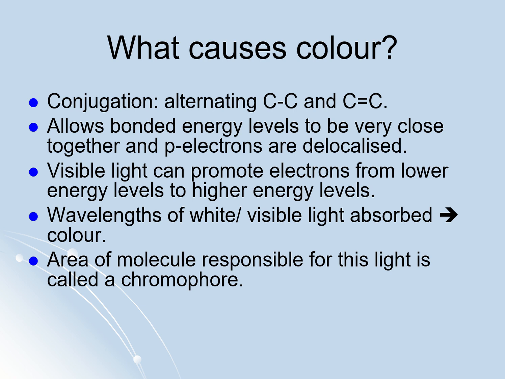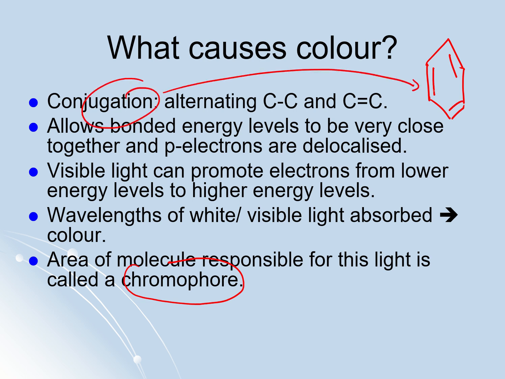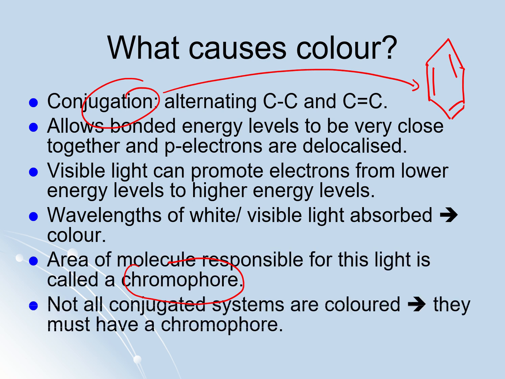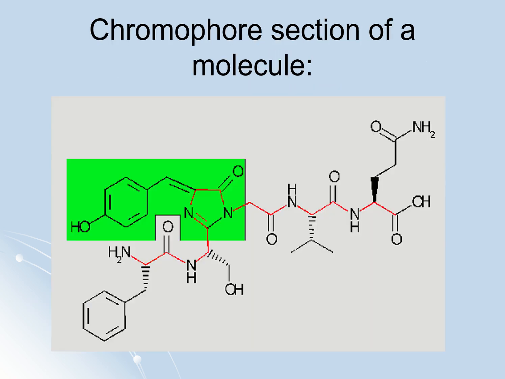Now the area specifically within a molecule that is responsible for it having colour is called a chromophore. Just like I said with benzene, I have got an area of conjugation, but I do not have a chromophore. I don't have an area of double single bonds which can actually give me colour. So not all conjugated systems are coloured. They must have this chromophore.